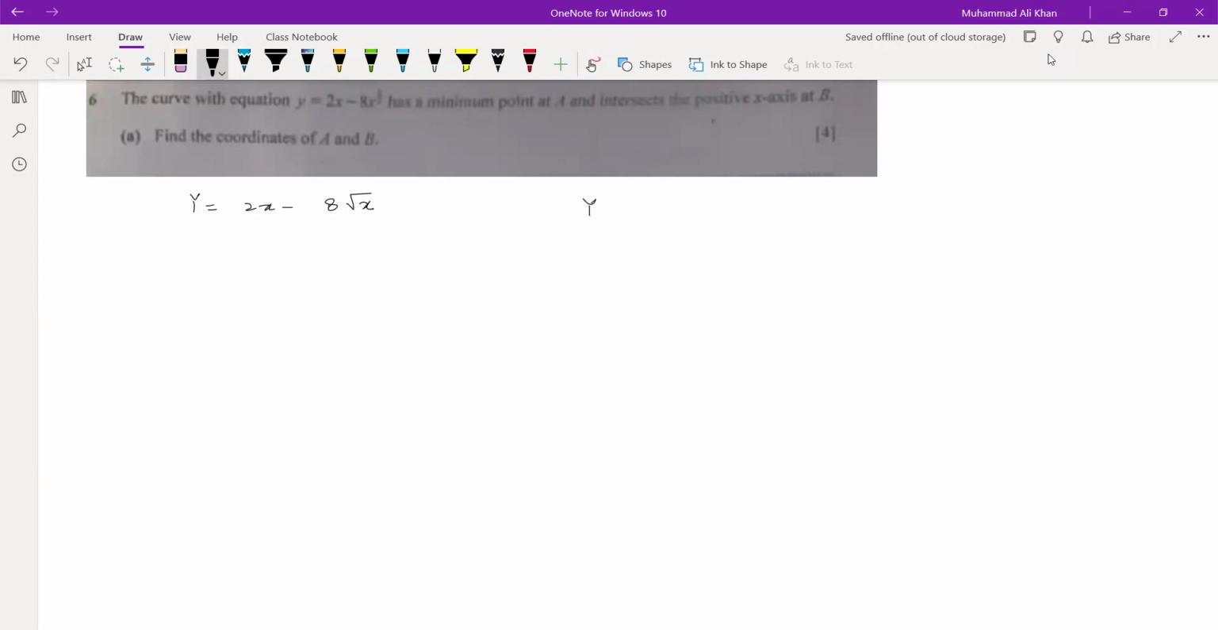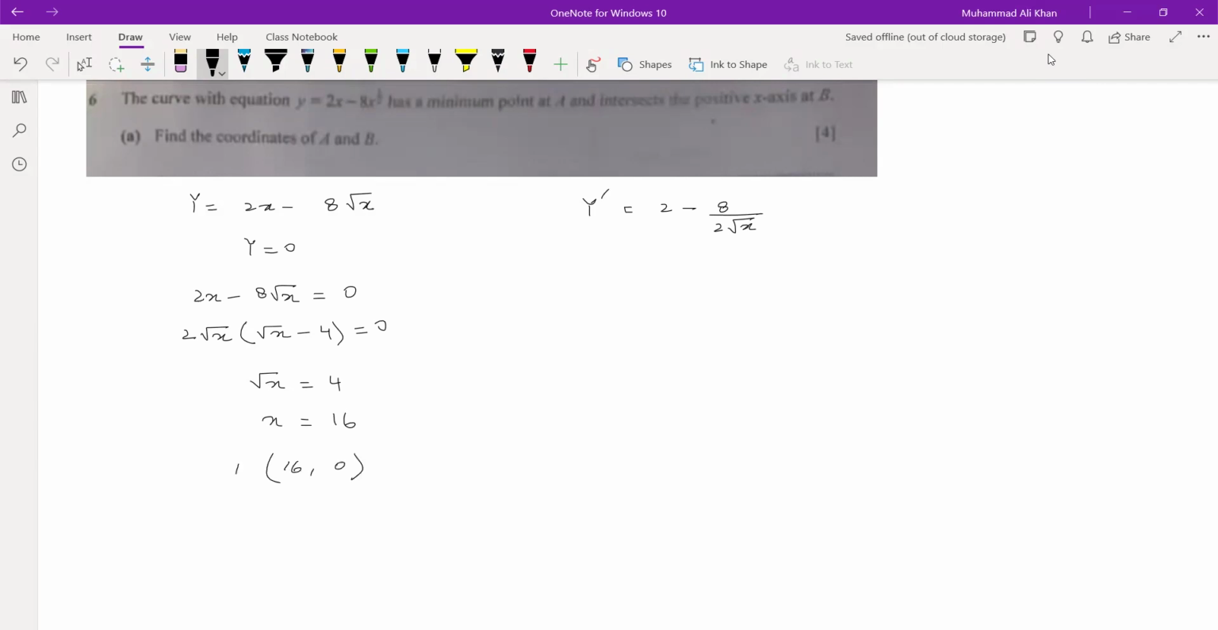I'm calculating the derivative of this for the minimum point. So 2x gives 2, minus 8 under root x, whose derivative is 1 upon 2 under root x. Now, when the curve crosses the positive x-axis, it means y equals 0. So 2x minus 8 under root x equals 0. Taking 2 under root x common, it will be under root x minus 4 equals 0. So under root x equals 4 and the value of x is 16. So the curve crosses the x-axis at 16, 0.